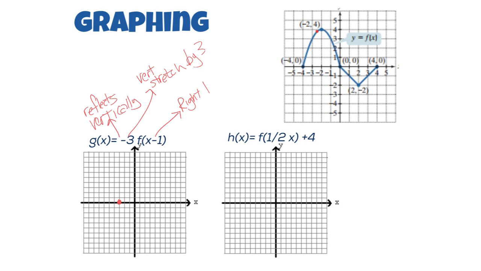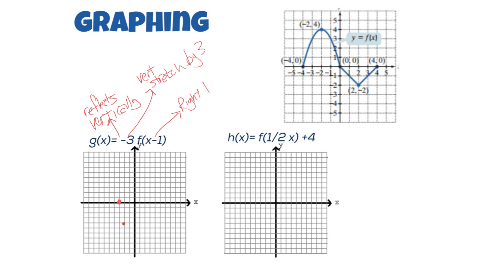Let's try this point up here. This one will have more going on. -2, 4 is where it starts. So it's right here. First thing you have to do is reflect it vertically. So I'm going to flip it down. If it was up 4, now it's going to be down here 4.